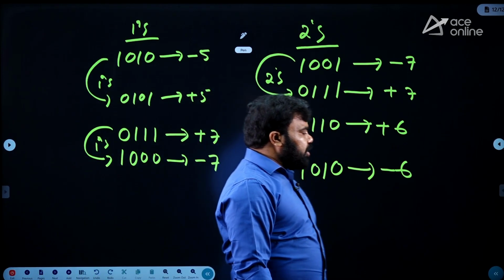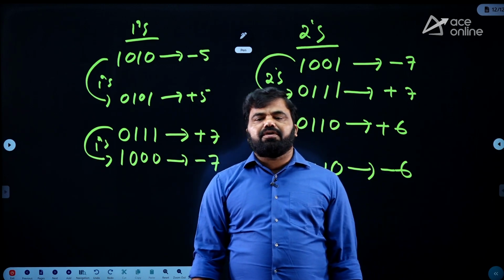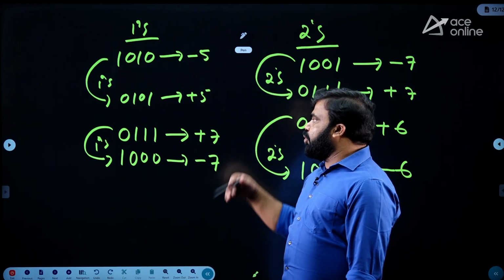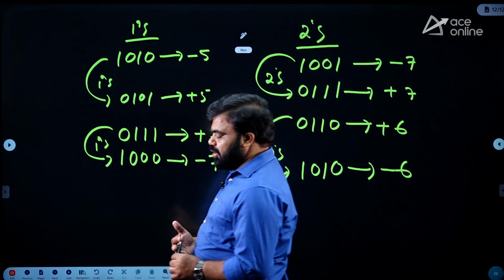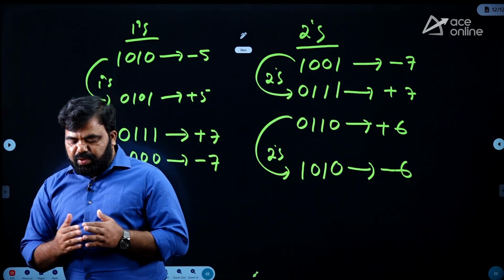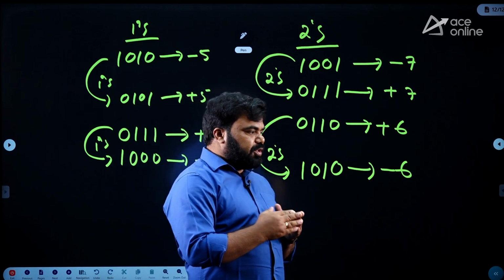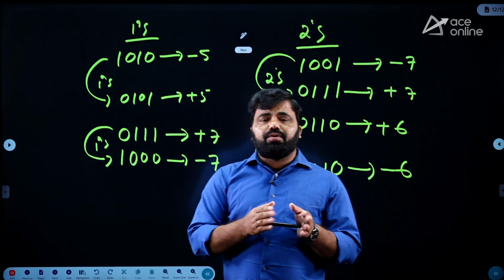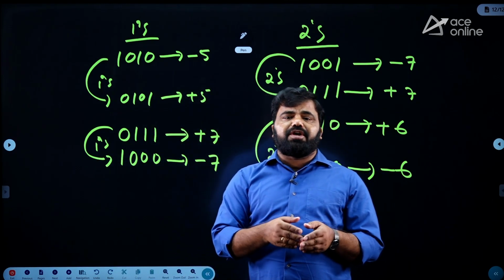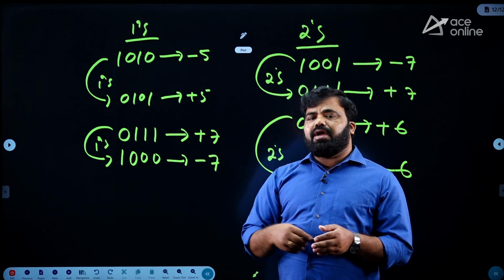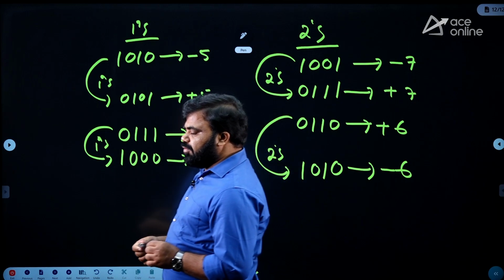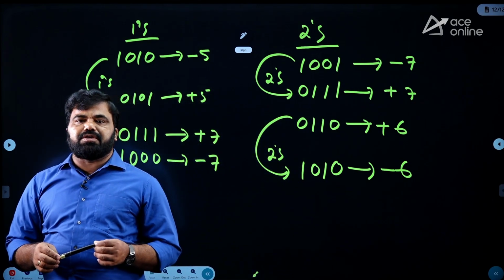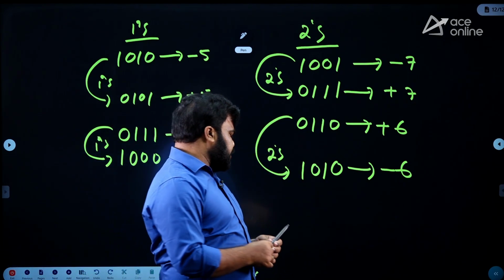So whenever we take complements, it gives the opposite sign with the same magnitude. That is the reason these are called the 1's complement and 2's complement representations. Even though we are using our own rules, our own protocols, our own weights, still it is named 1's complement and 2's complement, because whenever we take complements, it results in the opposite sign.